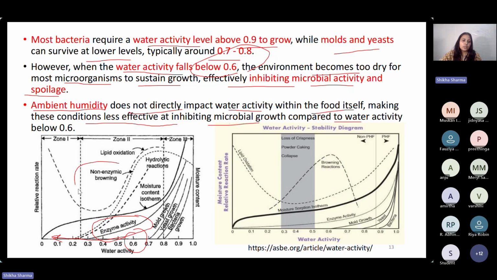Also, the non-enzymatic browning can also happen. Lipid oxidation can happen, and hydrolytic reactions can also happen. So it depends on how much water activity we have. So at water activity around 0.2, 0.3, most of the things are going to be halted.